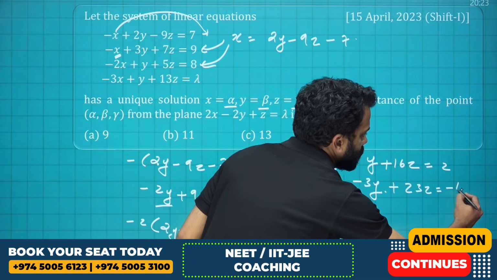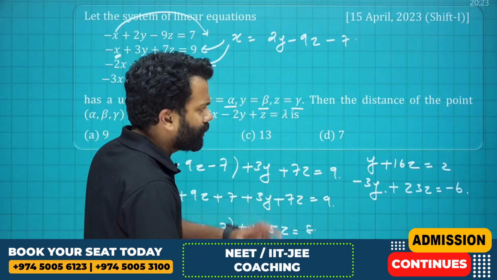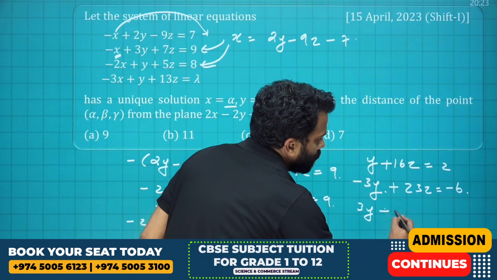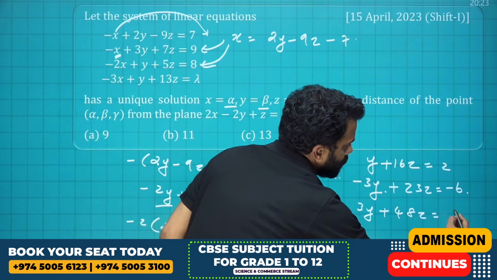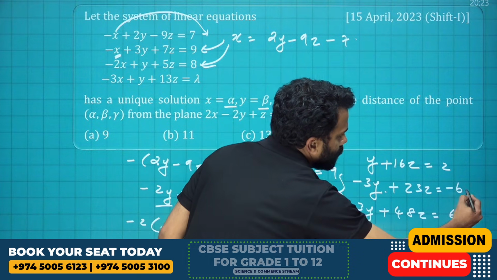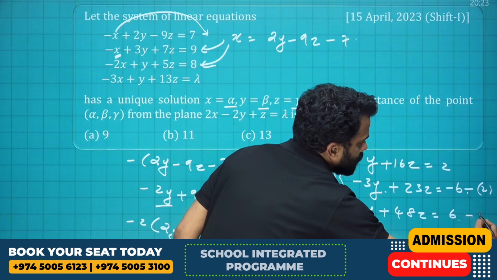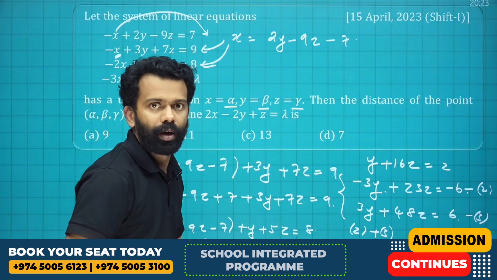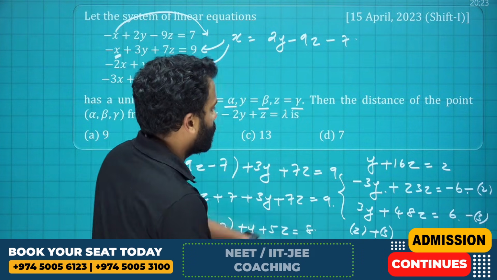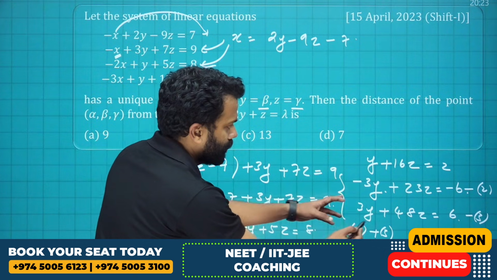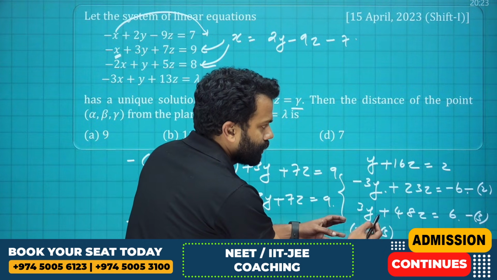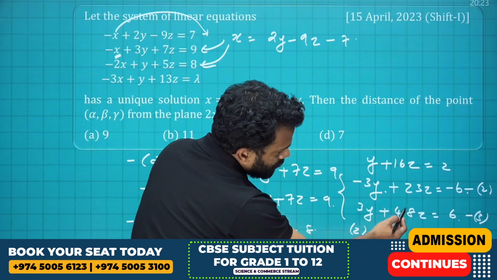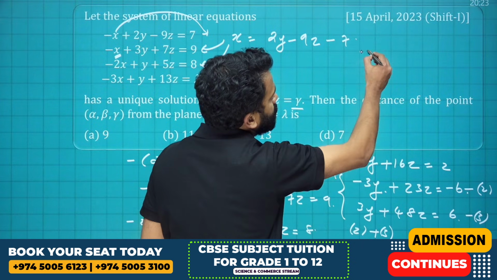You do one thing, multiply the first one with 3. You know how to solve that, right? That is 3y + 48z = 6. Just take it as equation 2 and this as equation 3. If you add the two equations, -3y gets cancelled, and you will get an interesting answer. This is 71z, right?